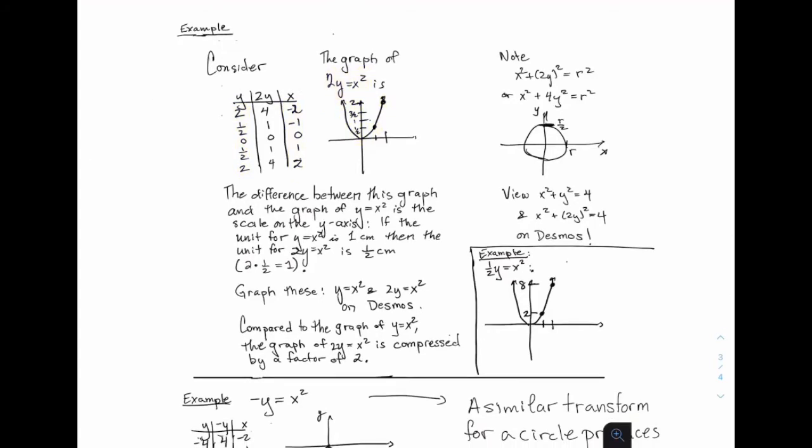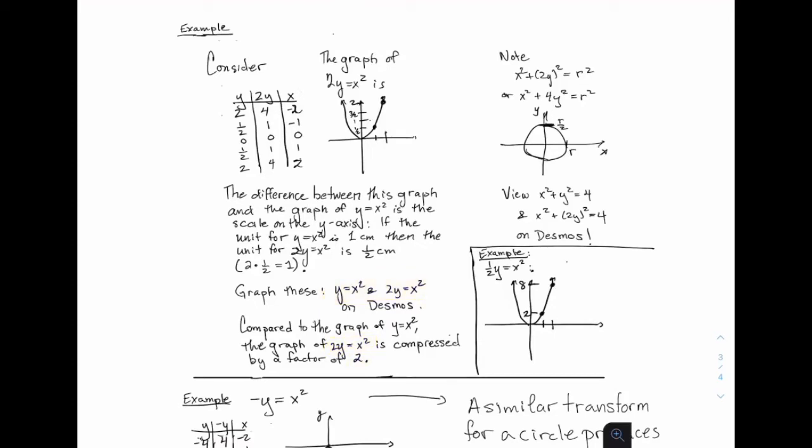You might want to try to graph these on something like Desmos. You can just put these equations in and you'll see that what happens is if you graph them right on top of each other is that the graph of our new transformed parabola is compressed by a factor of 2.